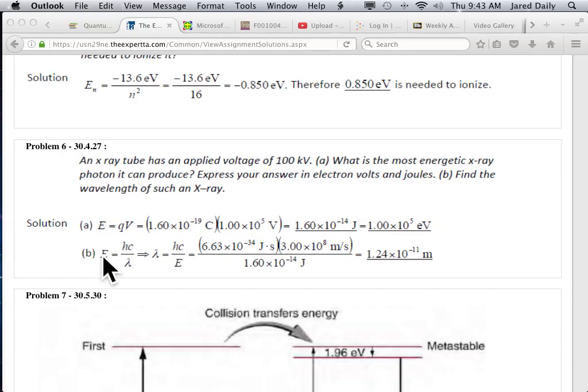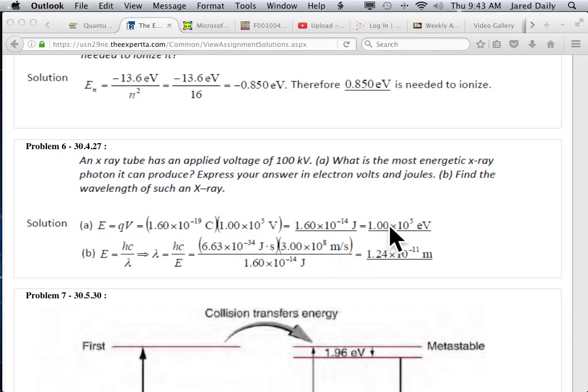The energy of a photon is Planck's constant times the speed of light divided by the wavelength. Well, energy is this number right here, 1 times 10 to the 5th. So solve this equation for the wavelength and plug in that energy right here. They converted it to joules right here: 1.6 times 10 to the minus 14 joules for 1 times 10 to the 5th electron volts.